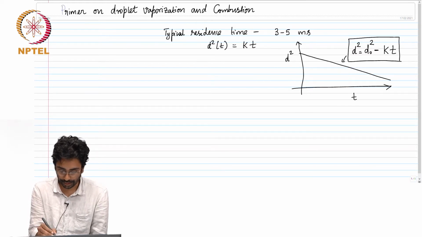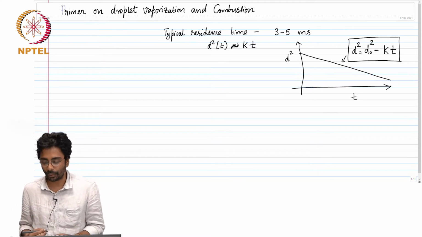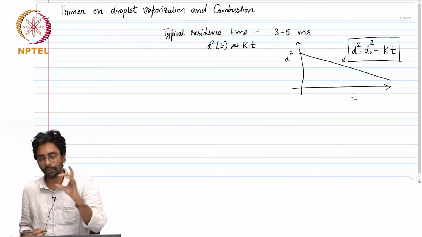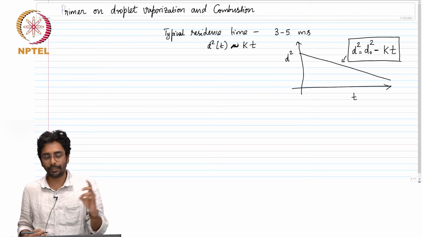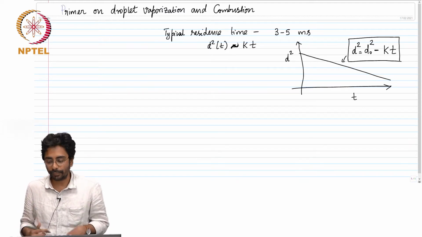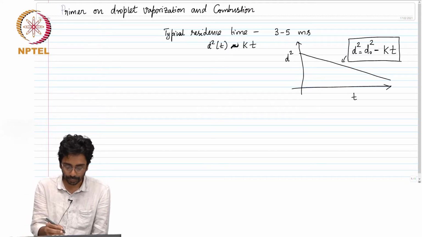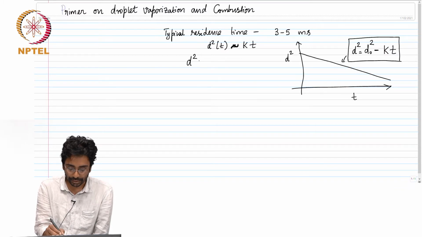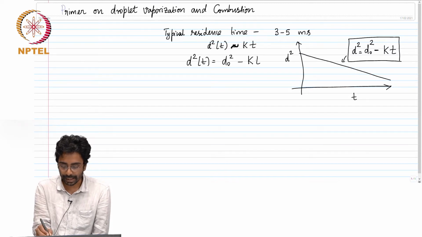I should be a little careful. The diameter squared is proportional to kt, and you start with an initial diameter of d0. So at t equal to 0, the diameter squared will be d0 squared, and it will slowly burn, and the diameter squared will vary linearly with time, and at some point the droplet will be burnt out. When the droplet is burnt out, its instantaneous diameter is 0. Therefore, starting from this equation, d squared at time t is the initial diameter squared minus kt.